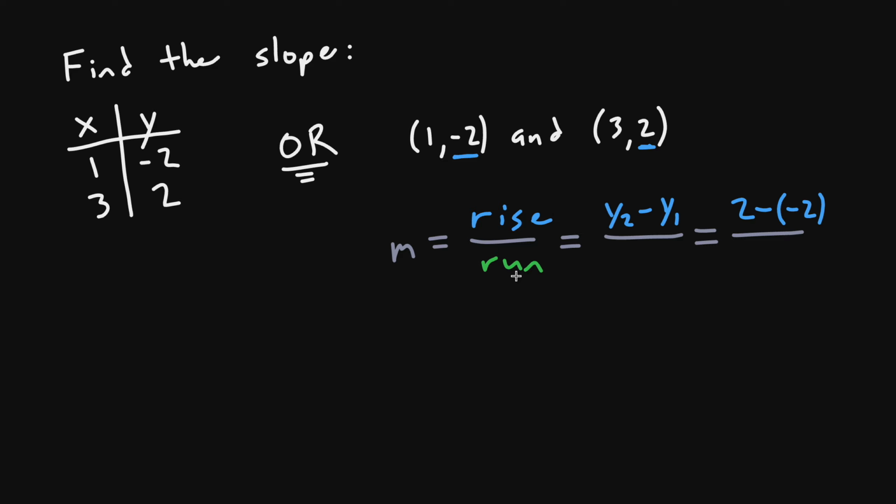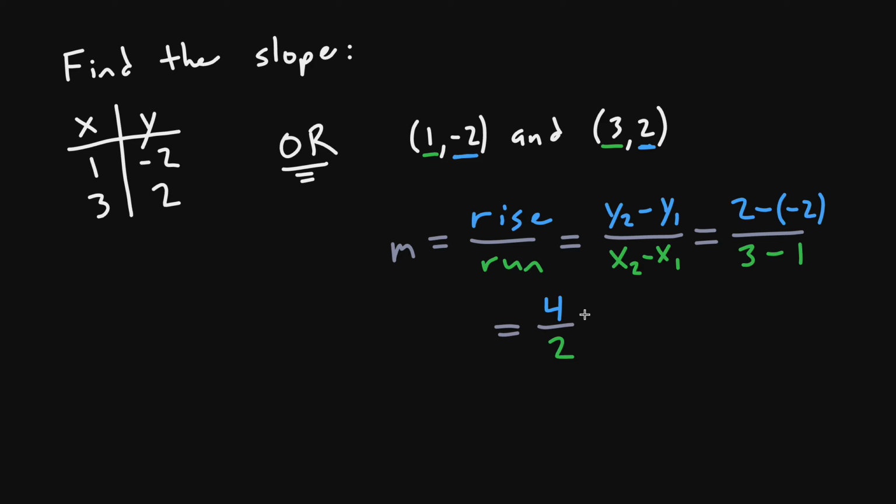And then we do the same thing with run. Run is all about the x values. So you say, okay, well, it's the second x value minus the first x value. The second x value is 3 minus the first x value is 1. And so when you get to the end of this, you say, okay, well, 2 minus -2 is just 4, because that's really 2 plus 2. And on the bottom, 3 minus 1 is 2.